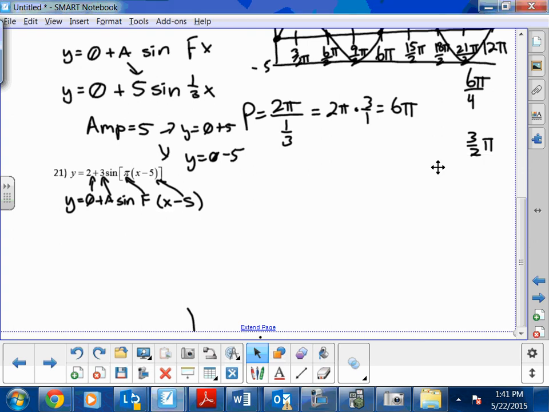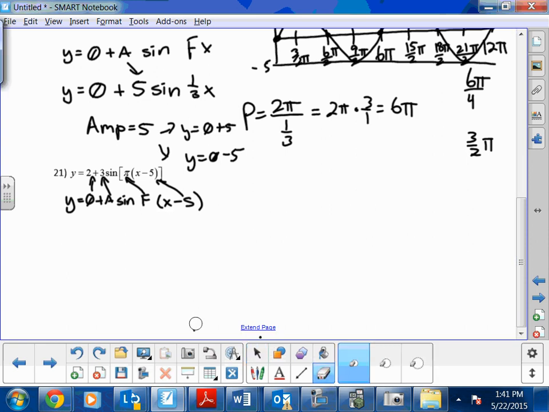Welcome to the second part of this spring semester final exam review. And we left off on question 21. We were asked to graph this. And first of all, we've got to go ahead and talk about a couple of items in regards to this. Starting point is going to be at 5. So in this case, we're going to move everything over 5 first.